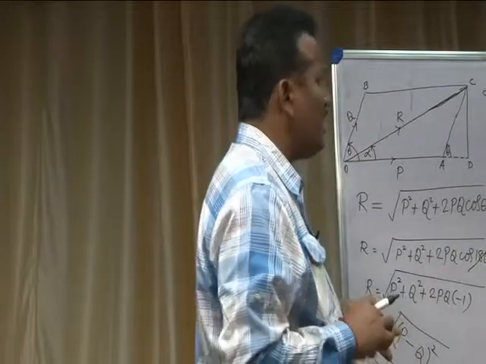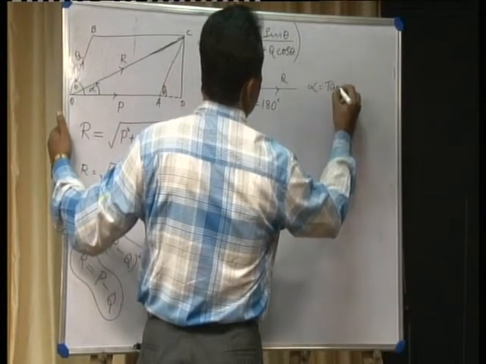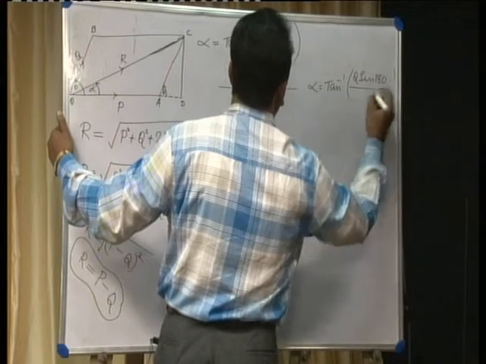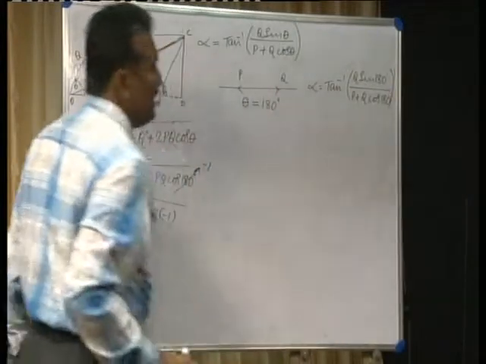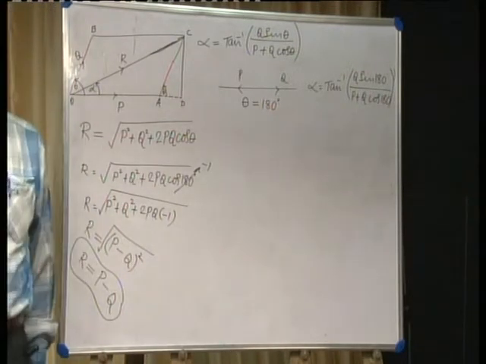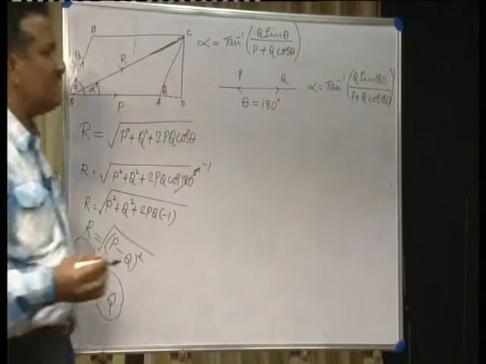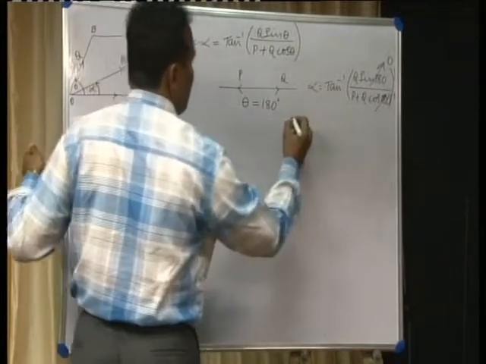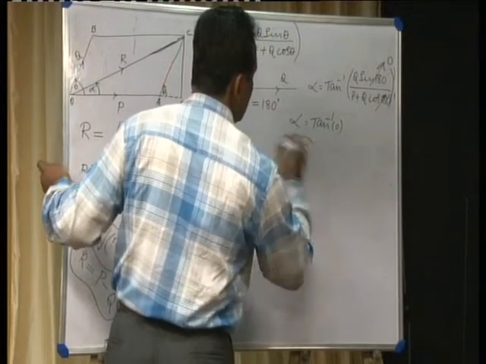Now, what about the direction of the resultant in this case? That is, alpha is equal to tan inverse of Q into sine 180 degrees divided by P plus Q into cos 180 degrees. Again, using allied angles, try to get the numerical value of sine 180. Sine 180 can be given as sine of 90 plus 90. Sine of 90 plus theta is cos theta. It gives cos 90, and cos 90 is numerically 0. Q into 0, and cos 180 is minus 1. Again, 0 divided by anything is 0. Alpha is equal to tan inverse of 0. That is, alpha is equal to 0.